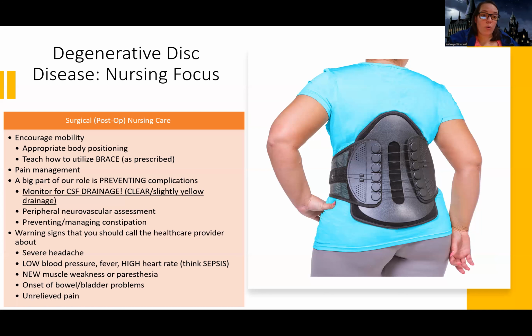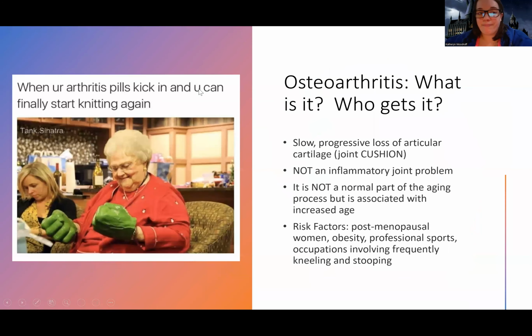Some of these patients may have Foleys. So I want to watch those devices and everything closely, watch any drains that they have coming out of them, how much is coming out. So warning signs: severe headache, low blood pressure, fever, high heart rate. That would be a sign of sepsis. If there's a new muscle weakness or paresthesia, or a new onset of bowel or bladder issues, or unrelieved pain, these are all signs something is no bueno, and we need to get moving and get them taken care of. All right. I think that's it.